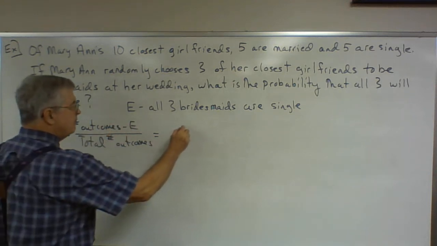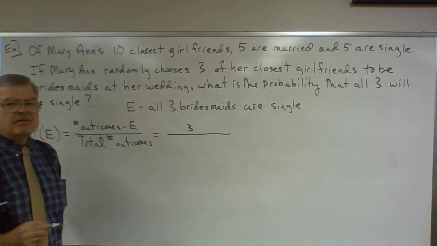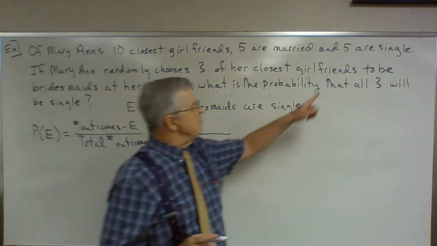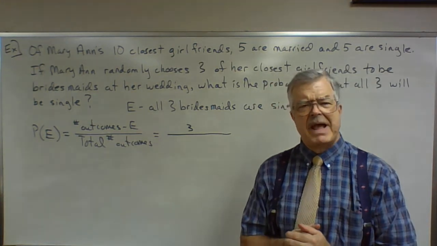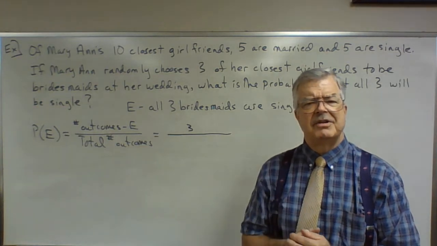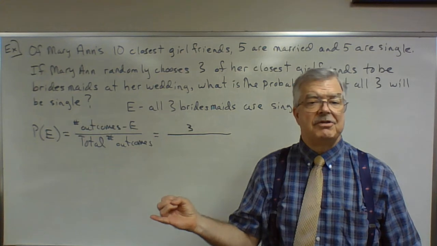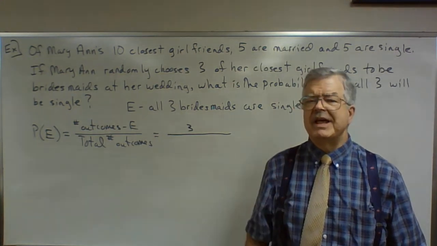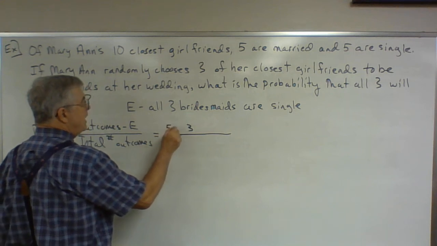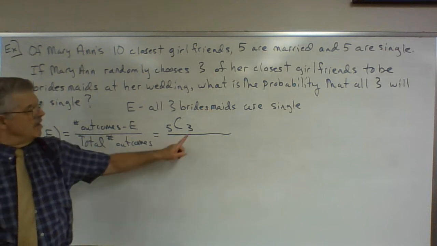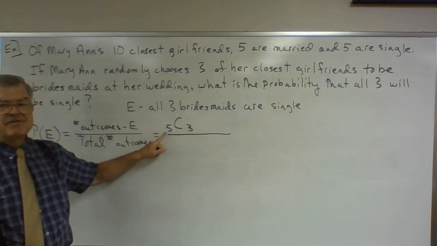And what is E again? We're selecting 3 bridesmaids, and we want all of those 3 to come from the set of 5 single bridesmaids. Does order of selection matter? Does it matter which one is selected first? It doesn't. The girlfriends are either chosen to be a bridesmaid or they're not. So order of selection is irrelevant. This is a combination. From the set of 5 single best friends, we want the number of combinations of 3 single best friends that can be selected.